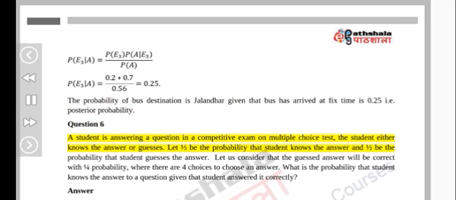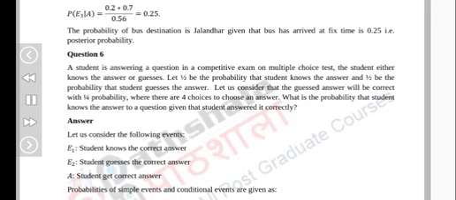Question 6. A student is answering a question in a competitive exam on multiple choice test. The student either knows the answer or guesses. Let 1/2 be the probability that student knows the answer and 1/2 be the probability that student guesses the answer. Let us consider that the guessed answer will be correct with 1/4 probability, where there are 4 choices to choose an answer. What is the probability that student knows the answer to a question given that student answered it correctly?